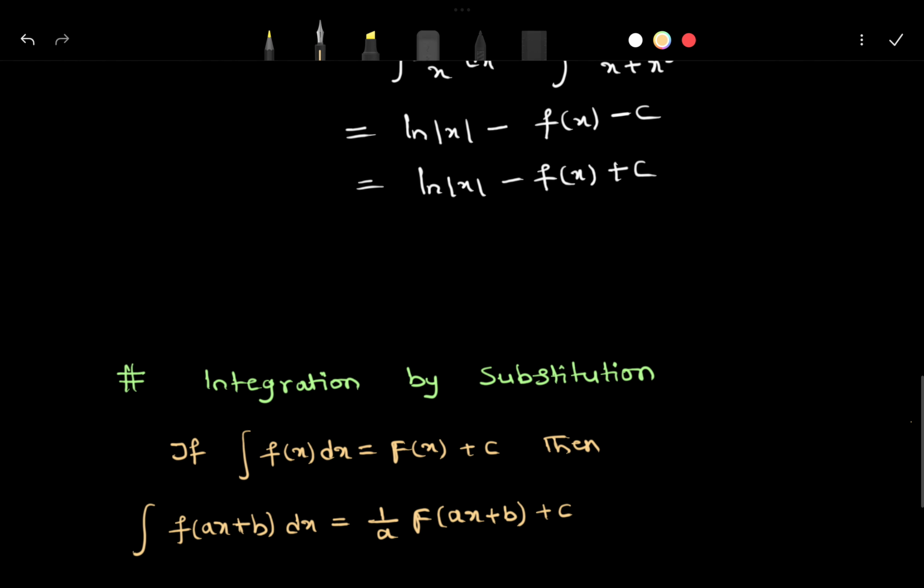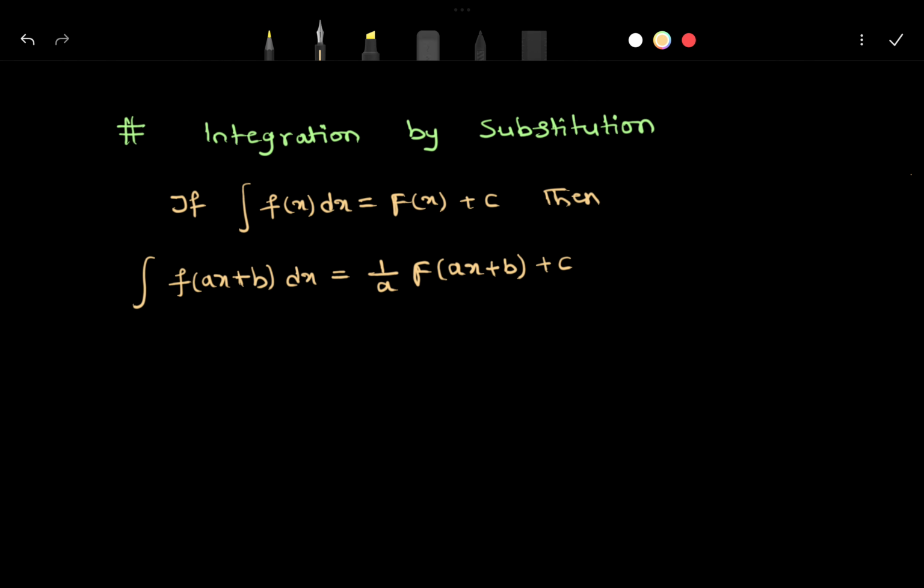Now you see the next concept is integration by substitution. What is the procedure? Integration of f of x into dx is capital F of x plus c. Then the integration of f of ax plus b into dx is 1 by a into capital F of ax plus b plus c. Here c is nothing but the constant of integration. Now you see one example of this problem.